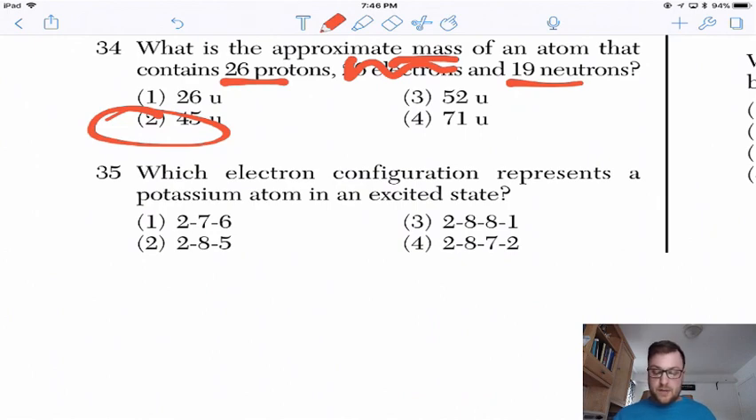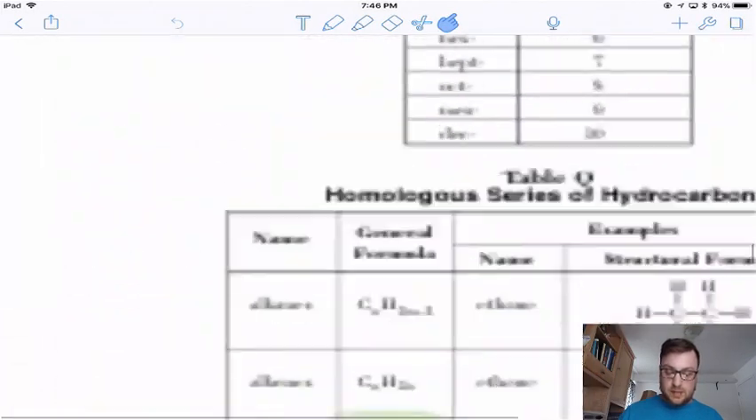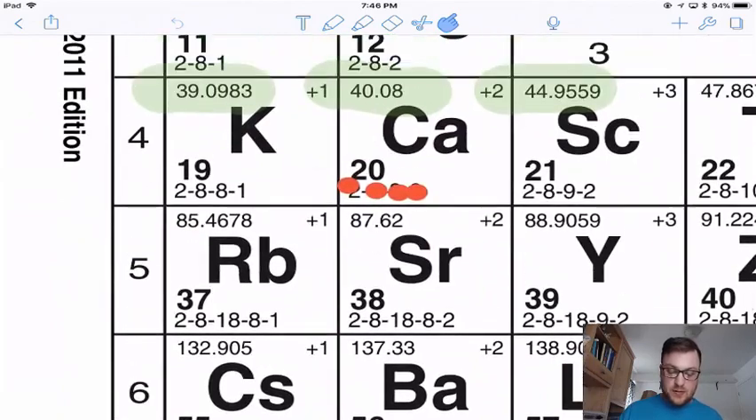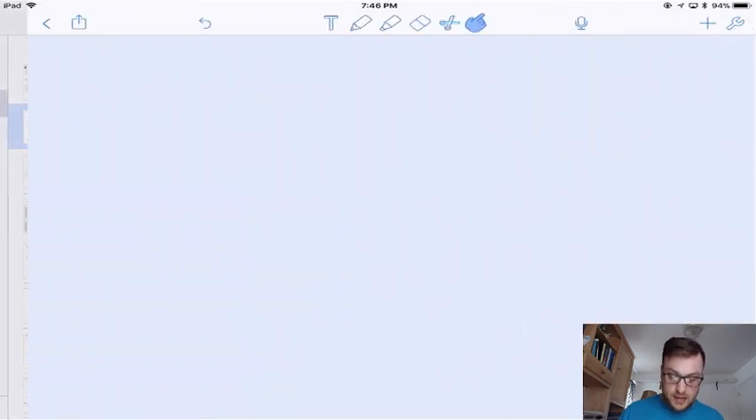Which electron configuration represents a potassium atom in the excited state? First, let's get potassium in the ground state. Potassium in the ground state is 2-8-8-1.